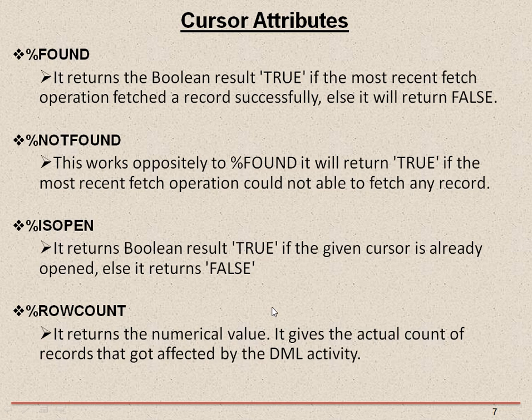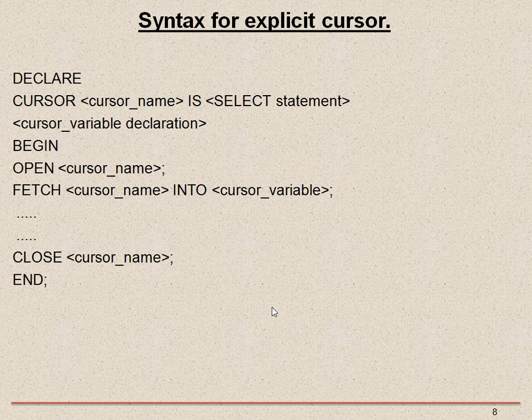Okay, now we move to the syntax of an explicit cursor. If we want to create an explicit cursor, we have to follow this proper syntax. So first the declaration section, then the cursor keyword, then you provide the name of the cursor, then the is keyword, then your select statement, then your cursor variable declarations. Whichever type of variables you want, you declare them here. Then the begin section, then open and your cursor name, whichever cursor you want to open, you provide its name here. Then fetch cursor name into your cursor variable name, then your logic, and lastly closing this cursor.